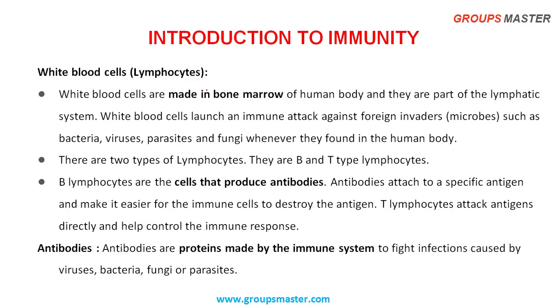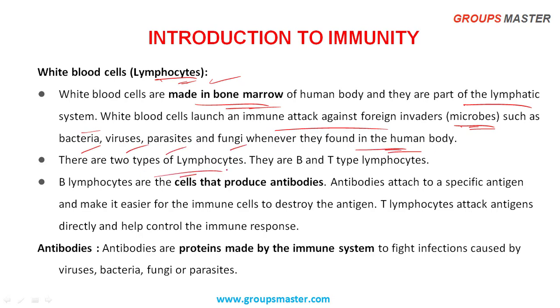First one is white blood cells, also known as lymphocytes. White blood cells are made in bone marrow of human body and they are part of the lymphatic system. White blood cells launch an immune attack against foreign invaders such as microbes, bacteria, viruses, parasites and fungi whenever they are found in the human body.